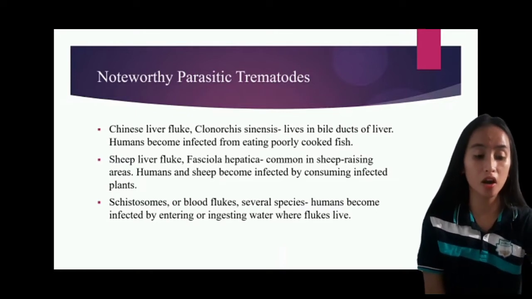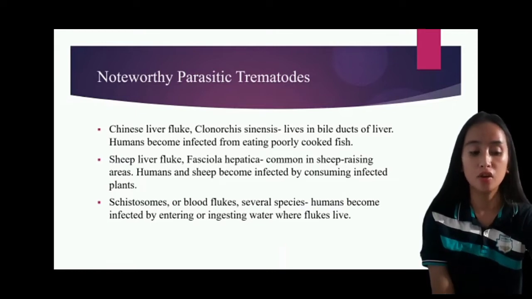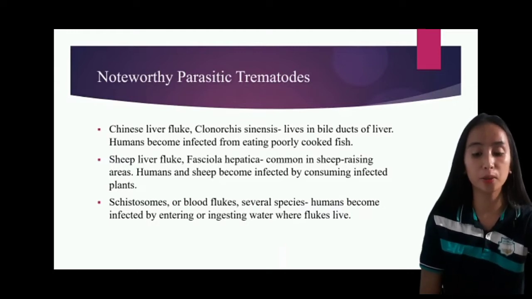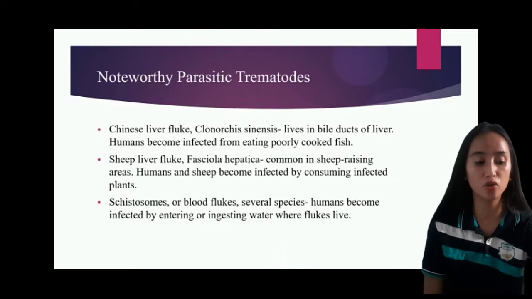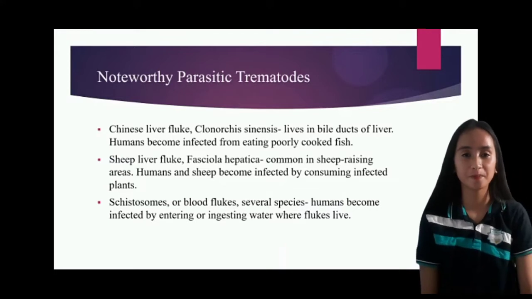Parasitic trematodes' characteristics are unsegmented, leaf-shaped worms that are flattened dorsoventrally. Examples of noteworthy parasitic trematodes are blood flukes, Fasciola, and Fasciola hepatica.